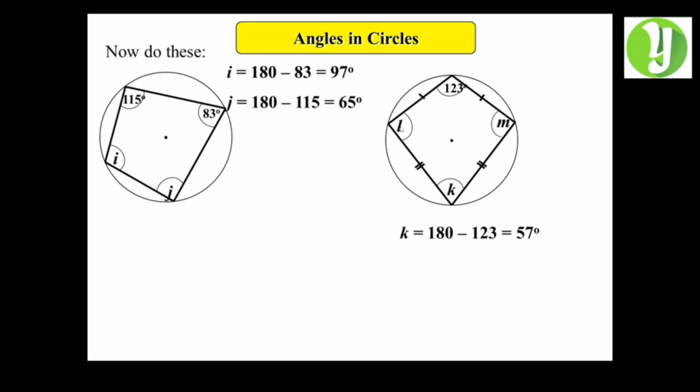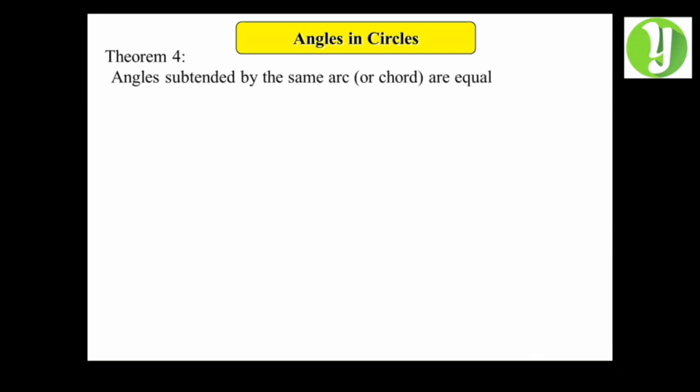Now in the next part, L and M are the 2 missing angles. As we know, the sum of the opposite angles is 180 degrees. In the kite, L is equal to M, and together they are 180 degrees. If I divide by 2, each contains 90 degrees. The fourth property is that angles subtended by the same arc or chord are equal. So if you draw any angle from the chord, they are equal.